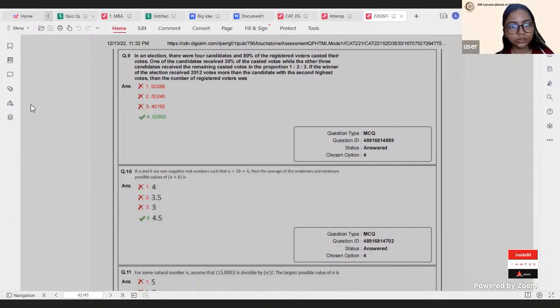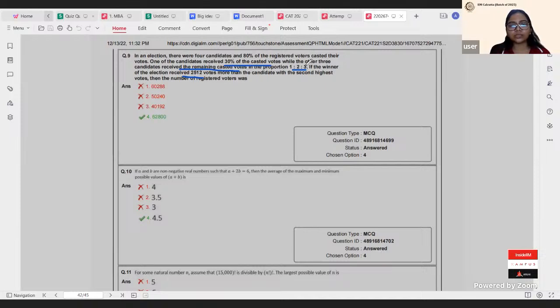Regarding this question, I think it's pretty straightforward. It's just solving ratios and proportions. So there were 4 candidates. 80% of the registered voters cast their votes. One of the candidates received 30% of the cast votes, but the other 3 candidates received the remaining 70% in the ratio of 1:2:3. But the winner of the election received 2512.